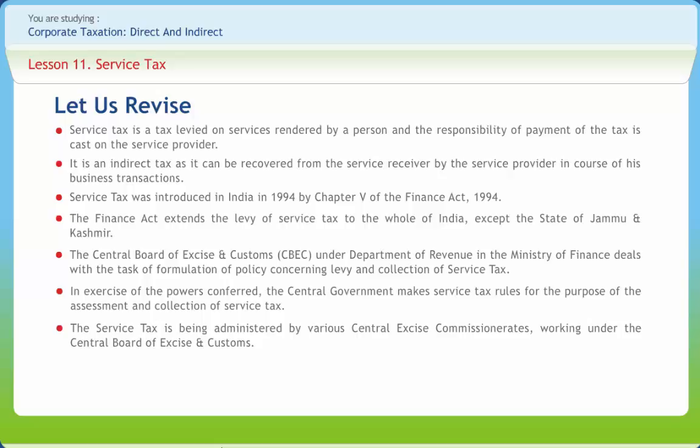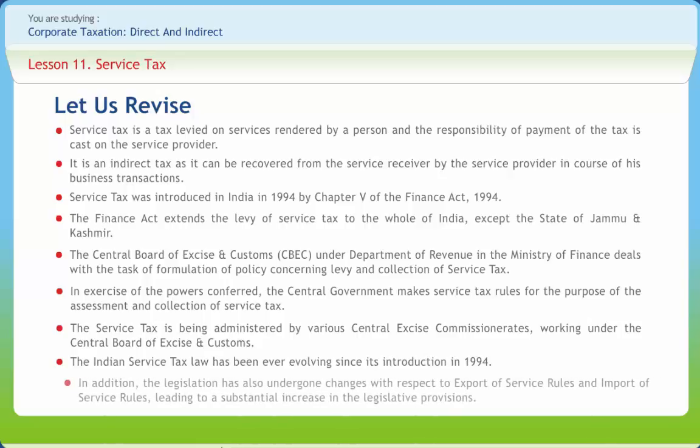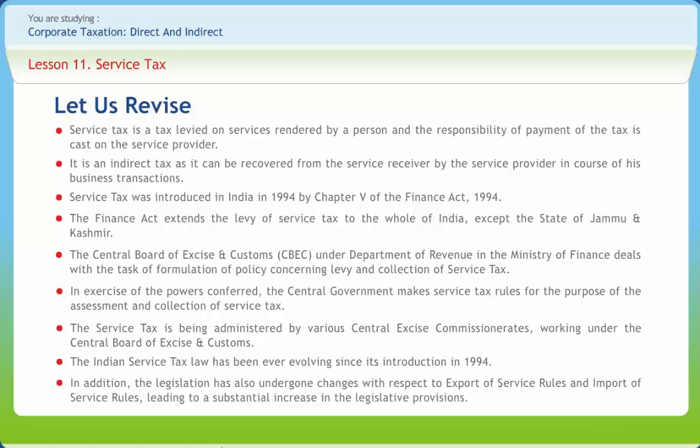The Indian service tax law has been ever evolving since its introduction in 1994. In addition, the legislation has also undergone changes with respect to export of service rules and import of service rules, leading to a substantial increase in the legislative provisions.